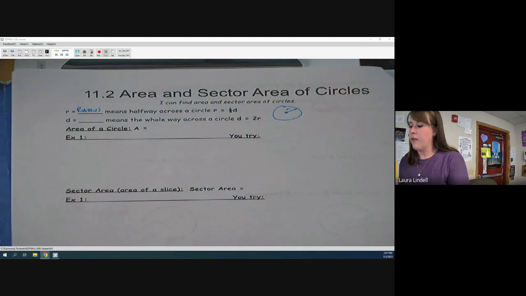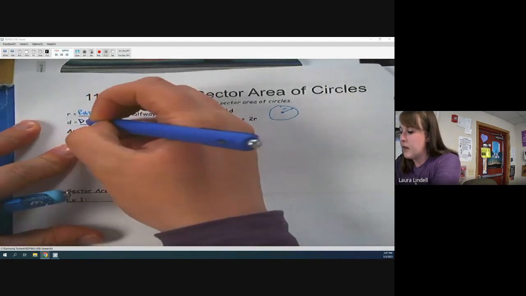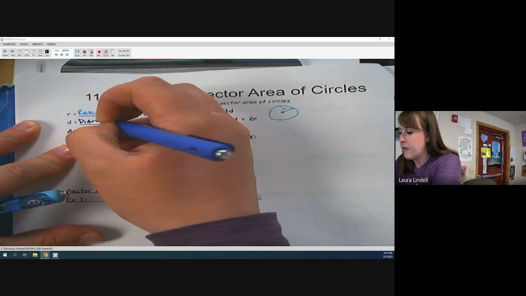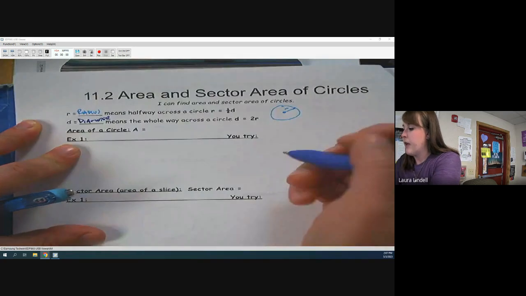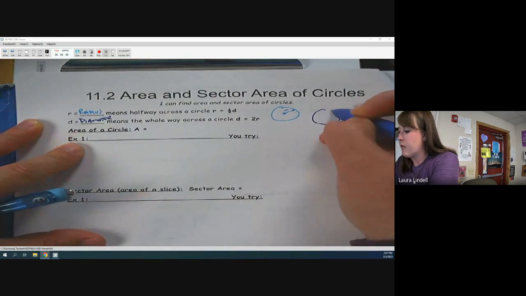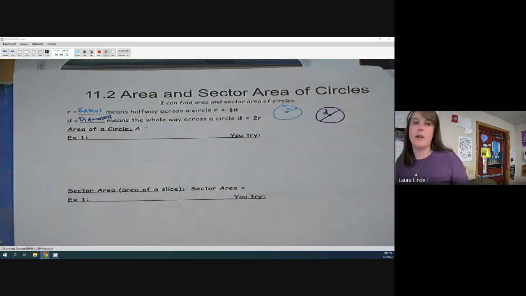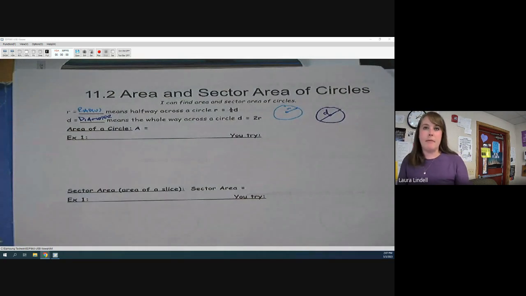The other important thing to know would be that D stands for diameter. And that would be the entire way across a circle through the center. All right, and the diameter is twice the radius. So if the diameter is 10, the radius will be 5. If the radius is 7, the diameter would be 14. So we talked a bit about that relationship yesterday when we were talking about circumference.